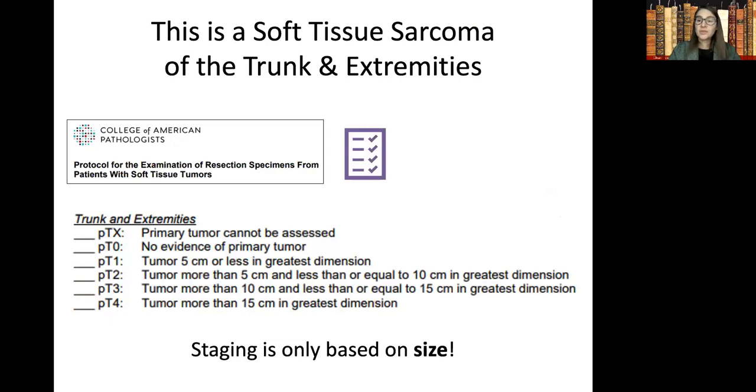So this is a soft tissue sarcoma of the trunk and extremities in which staging is essentially only based on size. So in this case, of course, your sections are going to be critical, documenting the structures involved, but really for staging and for synoptics, we are concerned with size and as always with margins.